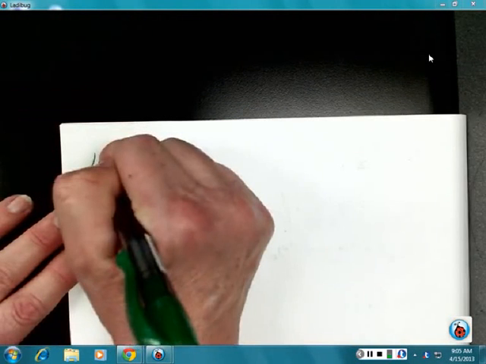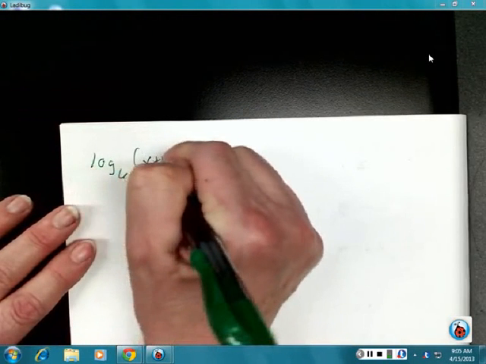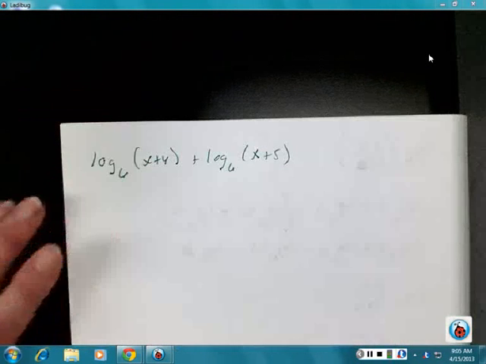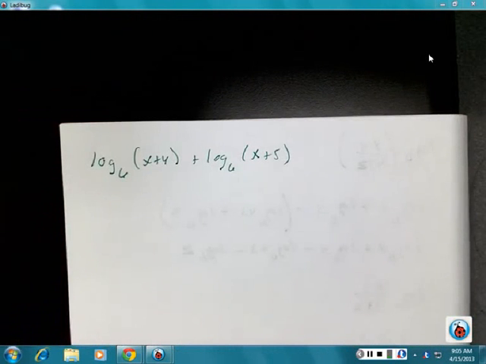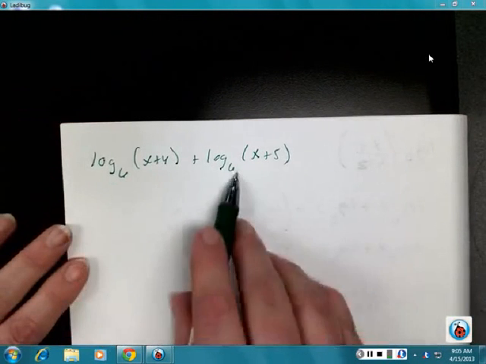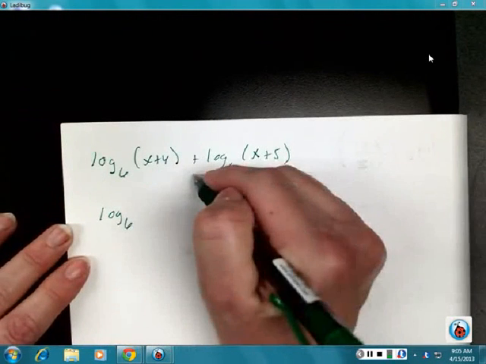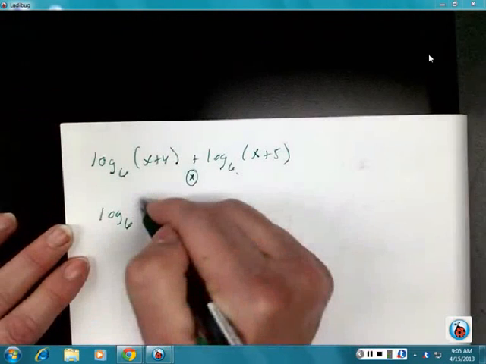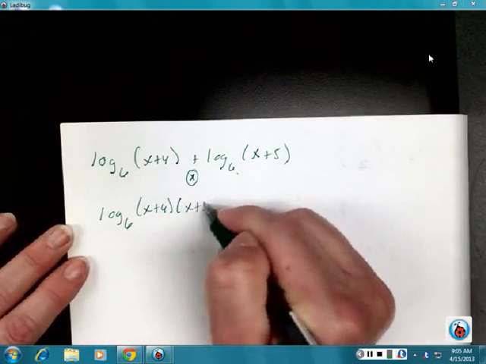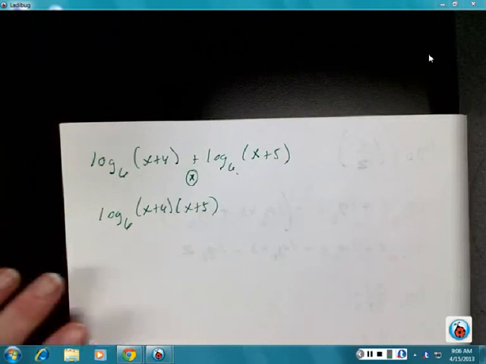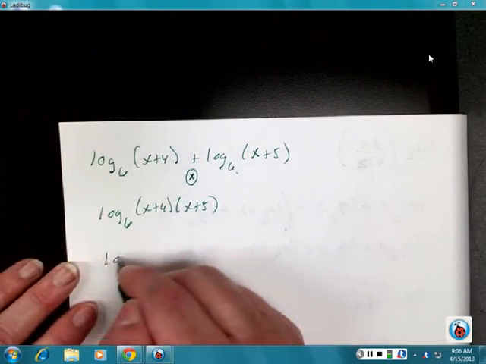And how about this one? This one is broken apart for you, and you need to put it back together. Log 6x plus 4 plus log 6x plus 5. Now, because it's broken apart, I got to reverse my process. Well, my reverse process says I have log 6. Since it's an addition, it really means to multiply. So I have x plus 4 times x plus 5. And I don't think Cox will accept it that way. I know I always distributed this and multiplied it out, and it would go in that way.